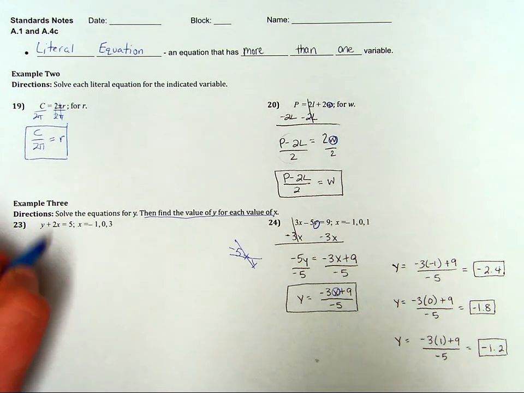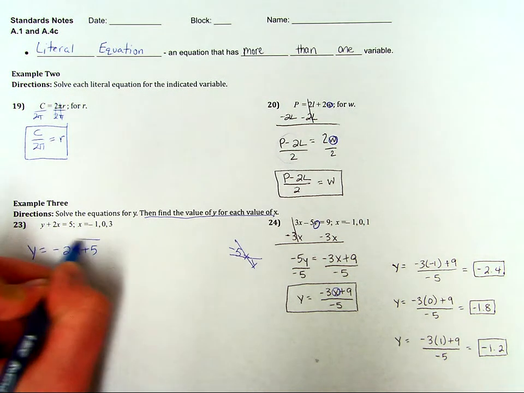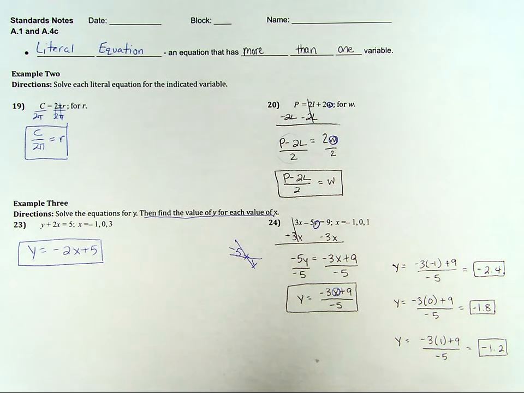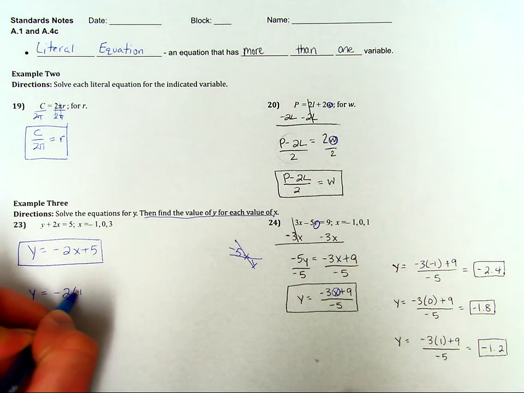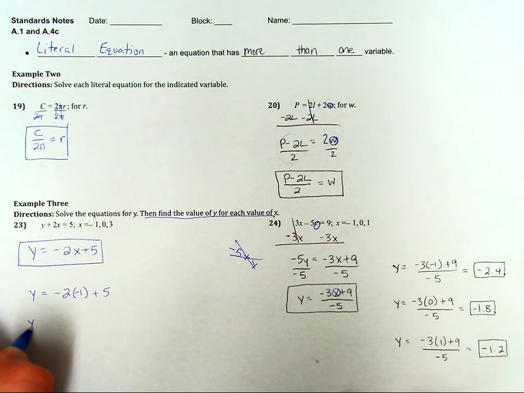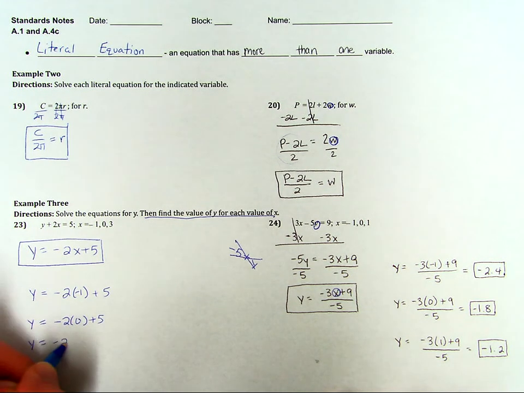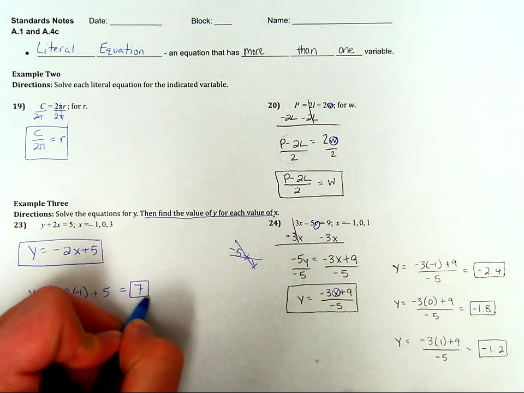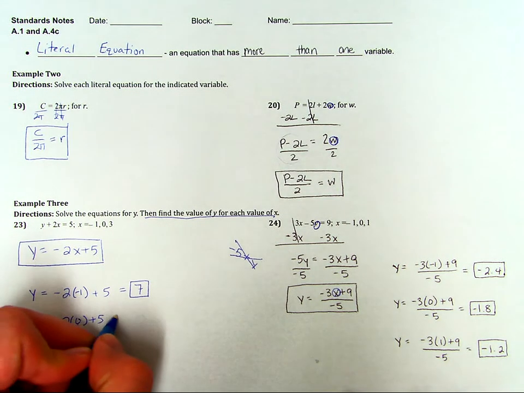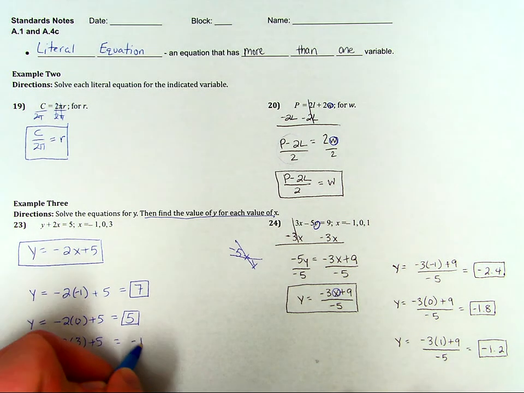Okay, very quickly, when you solve for y here, you should get y equals negative 2x plus 5. That should have been a little bit easier than 24. When you plug in your three values of x, you get negative 2 times negative 1 plus 5. Y equals negative 2 times 0 plus 5. And y equals negative 2 times 3 plus 5. All right, so when you plug in a negative 1, you should get positive 7. When you plug in 0, you should get positive 5. And when you plug in 3, you should get negative 1.